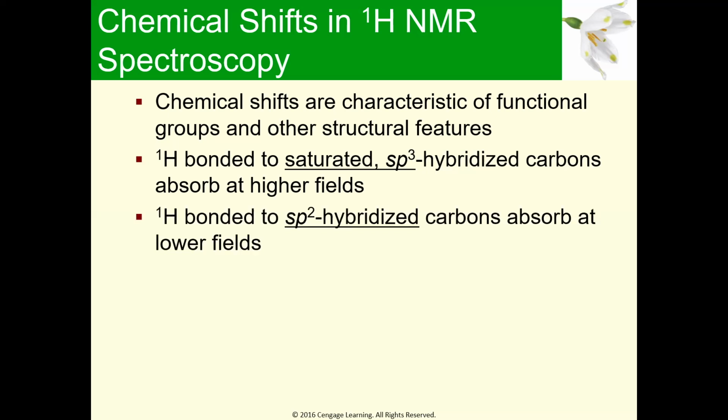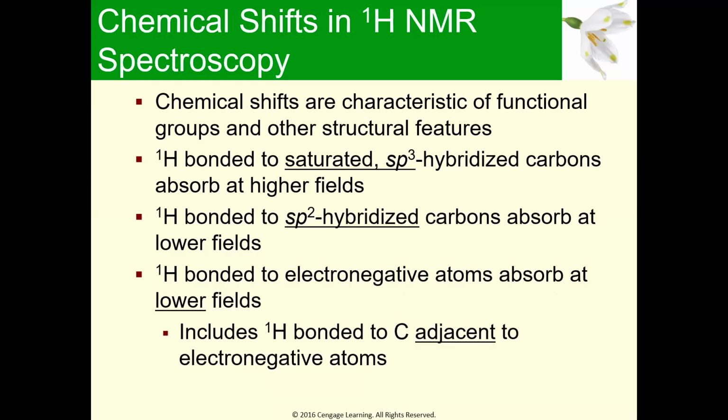Now, it starts to shift downfield a little bit if those hydrogens are connected to an sp2 hybridized carbon. So protons bound to sp2 hybridized carbons absorb at lower fields. And also, protons will absorb at lower fields if there is an electronegative element nearby or another type of electron withdrawing group. So protons bonded to electronegative atoms absorb at lower fields, and this includes protons bound to carbons adjacent to electronegative atoms.